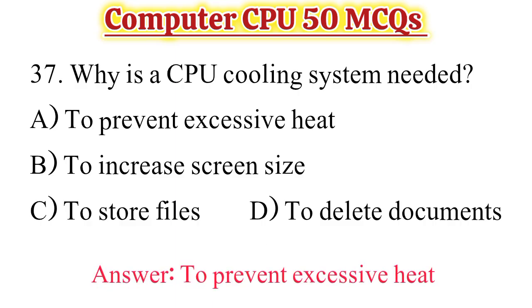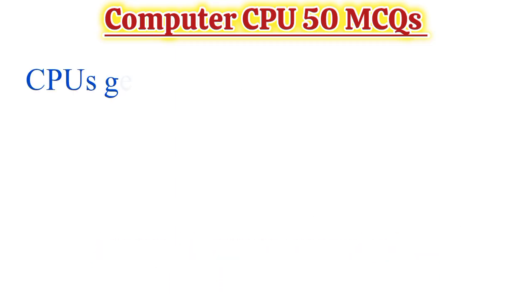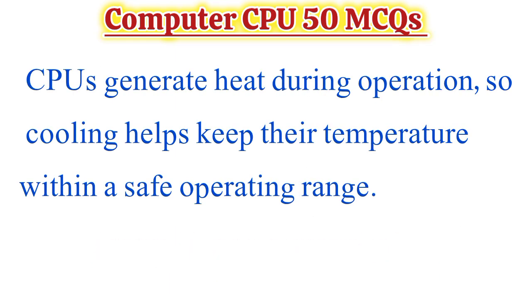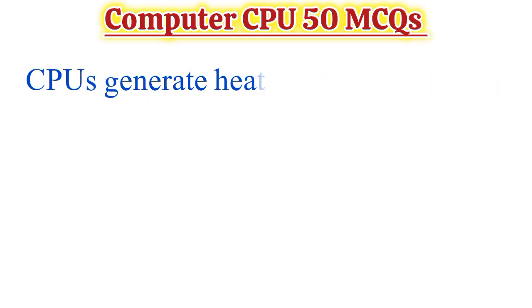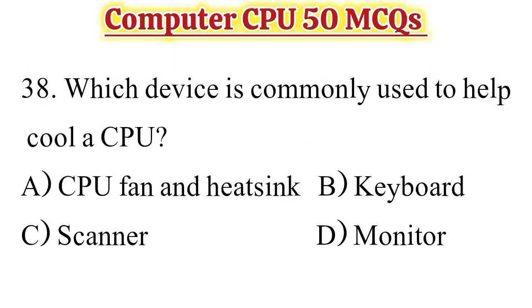Answer: to prevent excessive heat. CPUs generate heat during operation, so cooling helps keep their temperature within a safe operating range. 38. Which device is commonly used to help cool a CPU? A. CPU fan and heatsink. B. Keyboard. C. Scanner. D. Monitor.